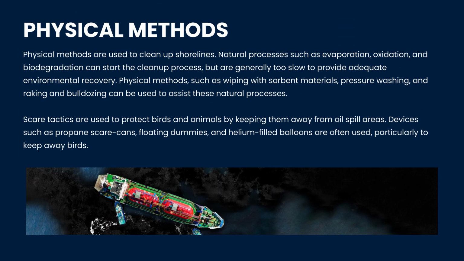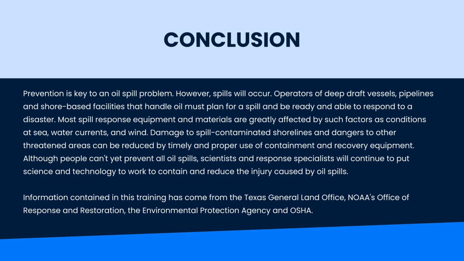Physical cleanup methods are used primarily on shorelines. While natural processes like evaporation and biodegradation begin cleanup, they are often too slow to fully restore the environment. Techniques such as pressure washing, wiping with sorbents, raking, and bulldozing can help remove oil more quickly. In addition, scare tactics such as noise devices and visual deterrents may be used to keep wildlife away from contaminated areas.